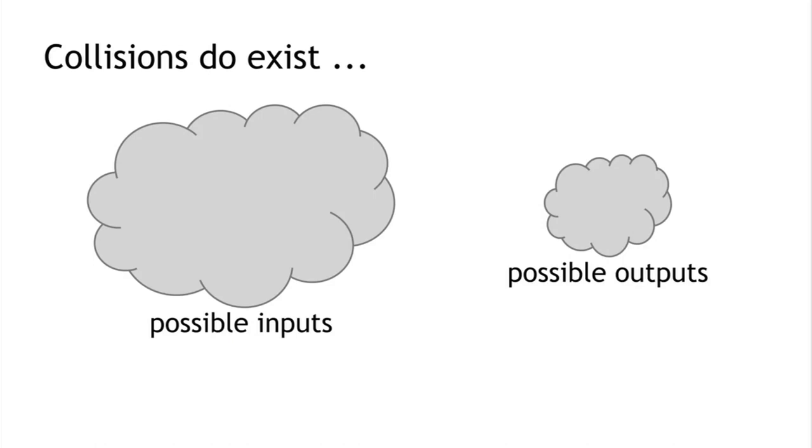And over here, I have all of the possible outputs, which has to be a string of 256 bits in size. So the right-hand side here, the outputs, there are only 2 to the 256 possibilities. Over here, there are more possibilities.